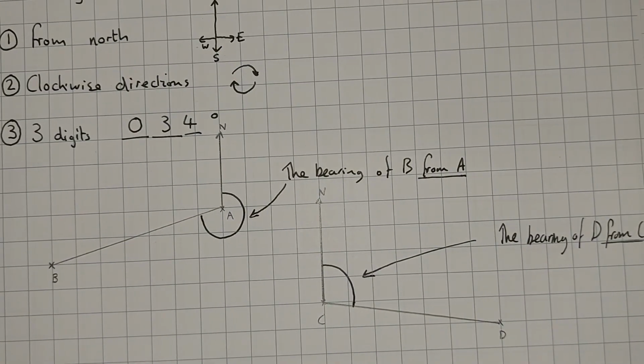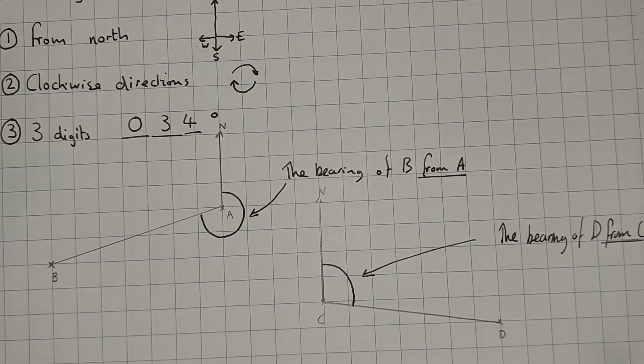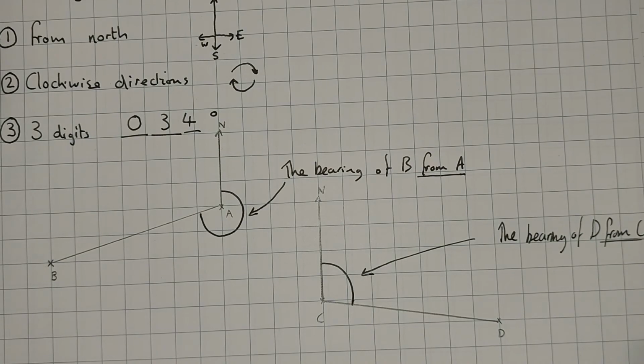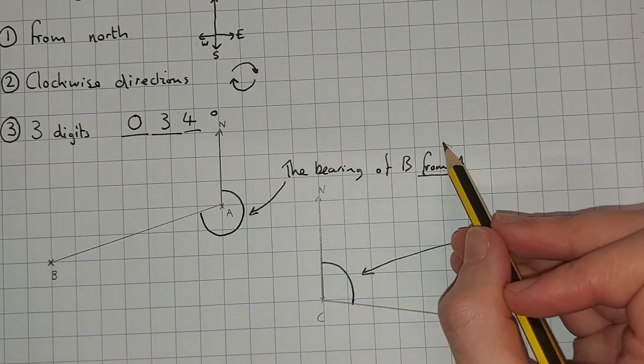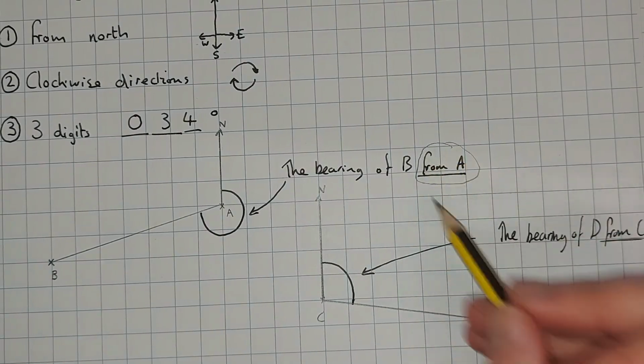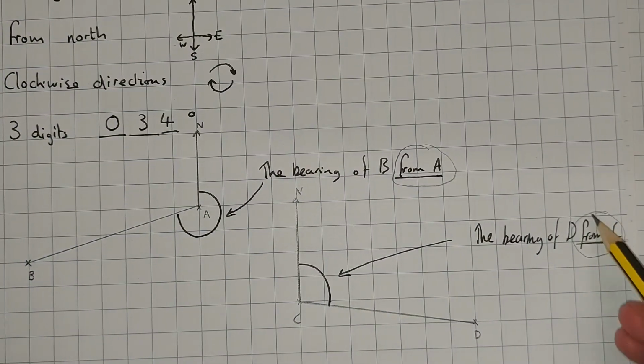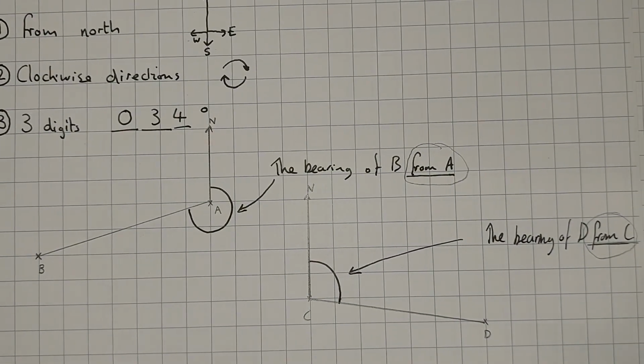Okay, so 3 key things about bearings. They're measured from north in a clockwise direction. They have 3 digits. And another key thing in the questions, you want to look for this from A, from C. Okay, that from tells you where you're going to draw your north on and start measuring.